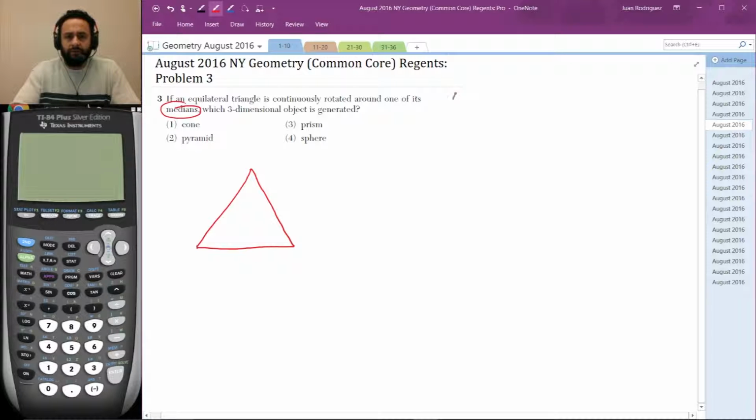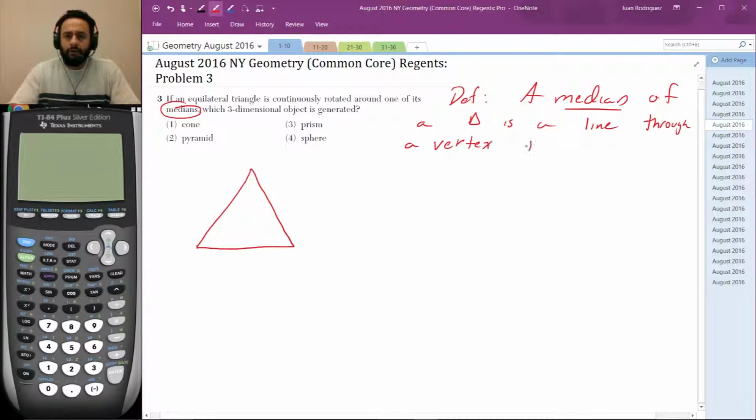Okay, so definition: a median of a triangle is a line through a vertex to the midpoint of the opposite side.